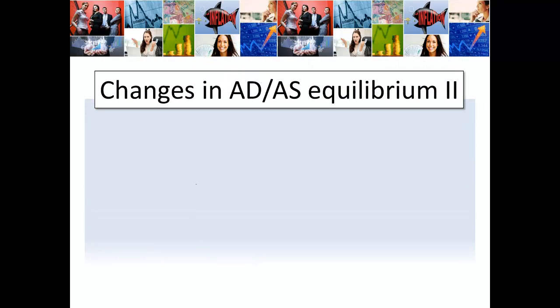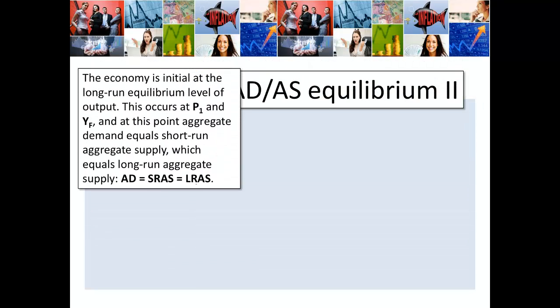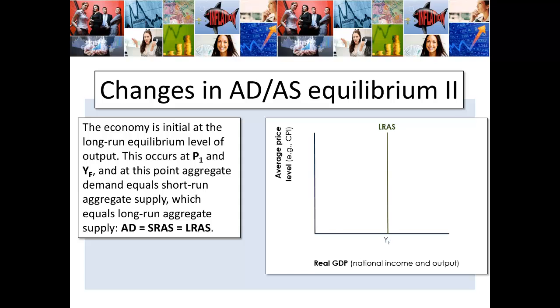Okay, let's take a look at another example here, another change in equilibrium, another brief change in equilibrium before the long run equilibrium is restored at YF. So again, here we have the economy at starting point 1, everything's in balance, aggregate demand equals short run aggregate supply, which in turn equals the long run aggregate supply.